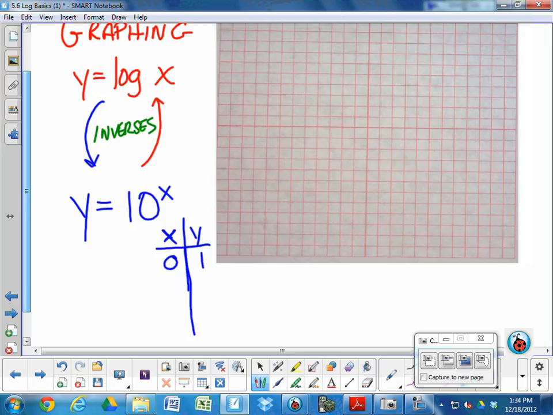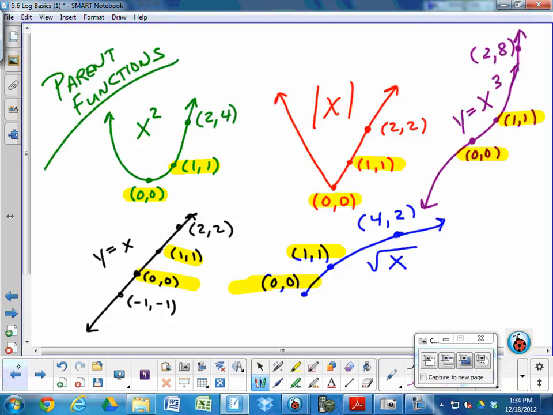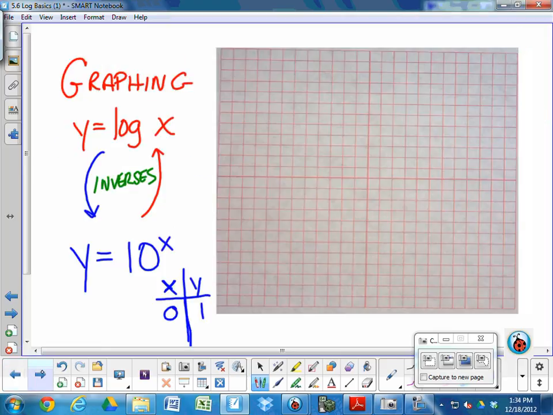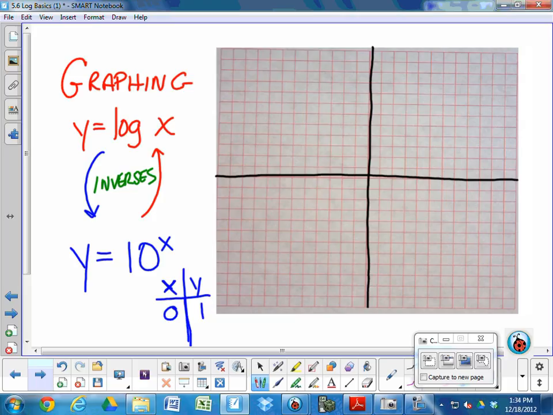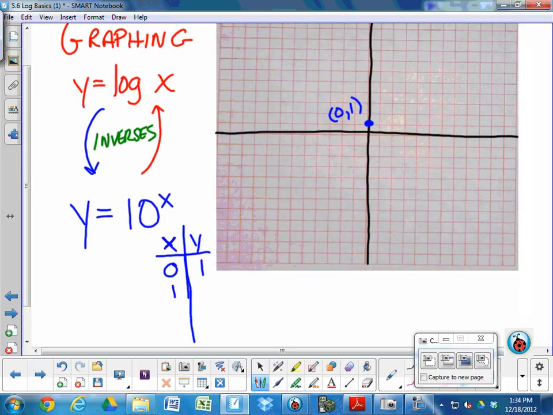So if you remember from the parent functions on this screen, they all went through 0, 0, and 1, 1. This parent function goes through 0, 1. All right. I'm going to darken in my x and y axis. Okay. So there we have 0, 1 as the y-intercept of this blue parent function. Go ahead and plot it.